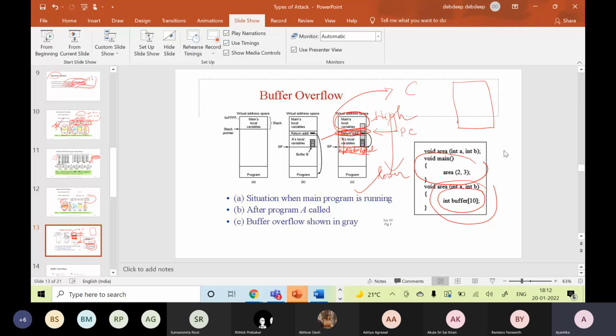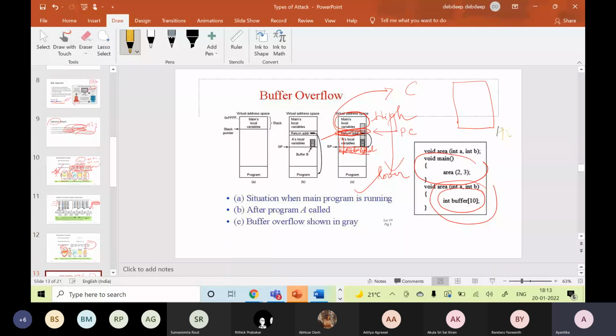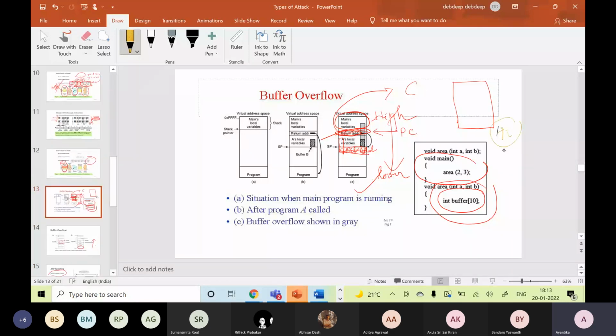Whenever you are showing the stack, this is your high address, this is your high part, and this is your lower address, and your stack is going in this direction. This allocates main accordingly. Then the next address will be main's return address. When the main function completes, this will be the first bit, the return address where the PC will come.